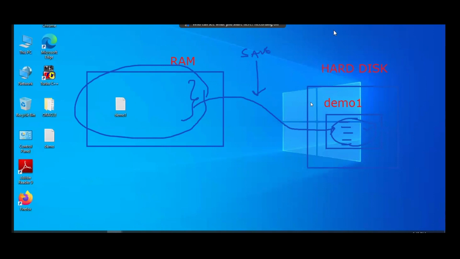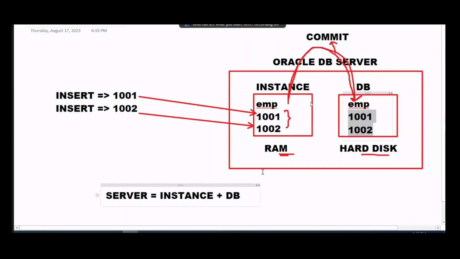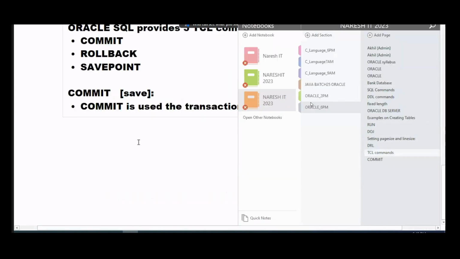Okay. So just like our Notepad is providing save option, our WordPad is providing save option, MS Word is providing save option, all software provides save option. Like that, in our Oracle, to save the data, which command do we have to use? Commit. When the commit command is executed, the data in the instance will be moved to the database. So commit makes the changes permanent.